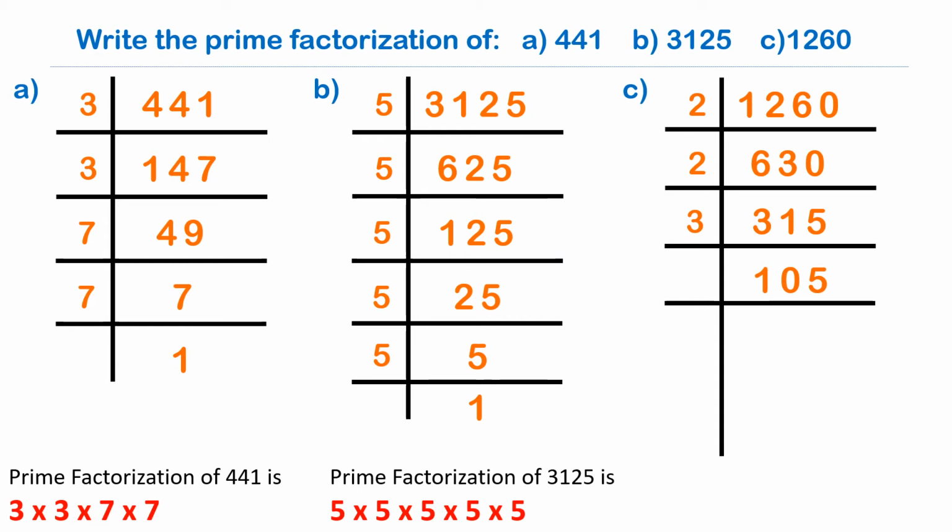To check whether 105 is divisible by 3 or not, we use the divisibility test of 3. So we add the digits. 1 plus 5 equals 6. And 6 is divisible by 3. So 105 is also divisible by 3. So divide 105 by 3. We get 35. 35 is an odd number.